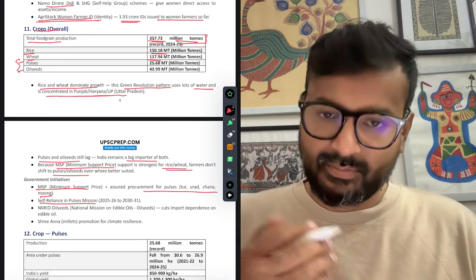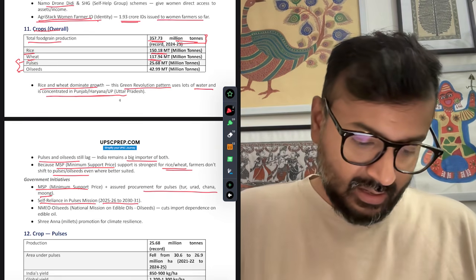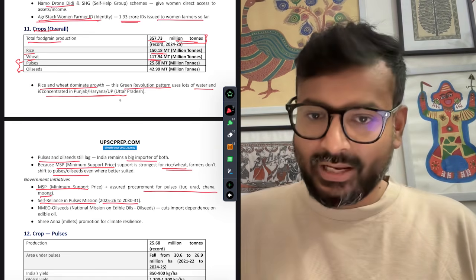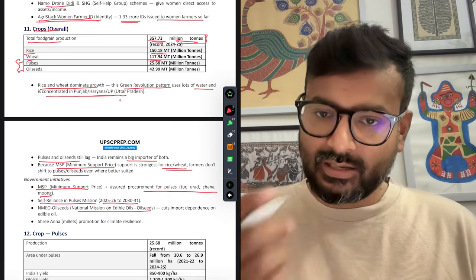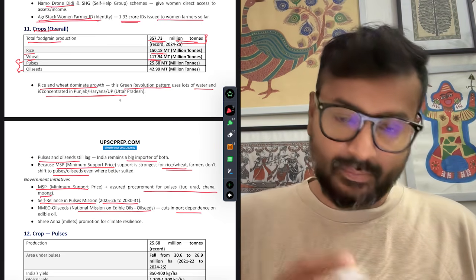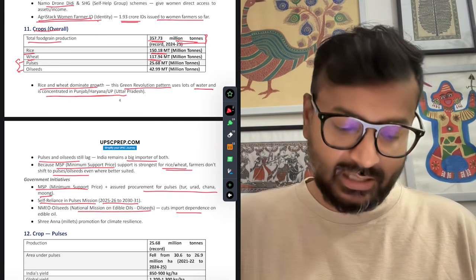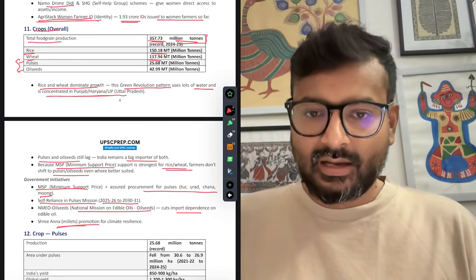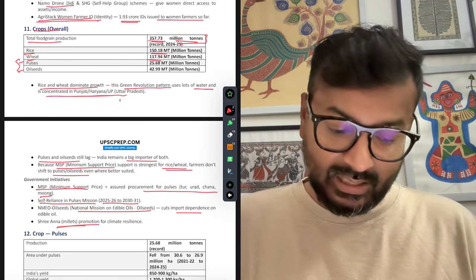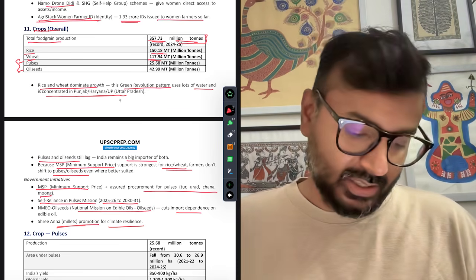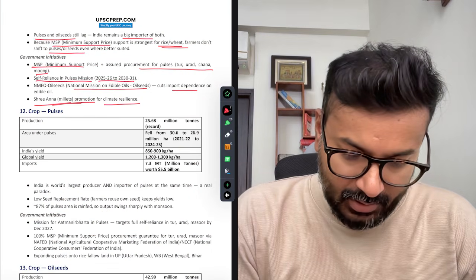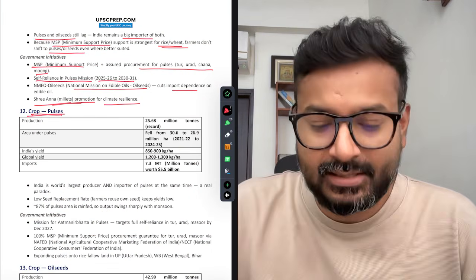So that is a 5-year program that is being initiated. Then there is the national mission on edible oil seeds to cut import dependence on edible oil, and the production of Shri Anna or millets, right? So millets again is receiving a lot of attention because they are climate resilient. They're also highly nutritious. All right, next let's talk about specifically the pulses.